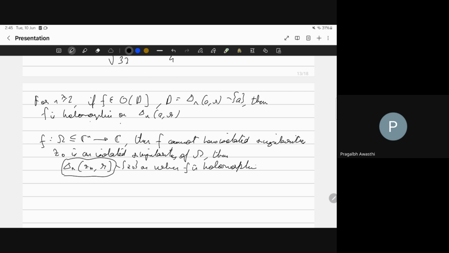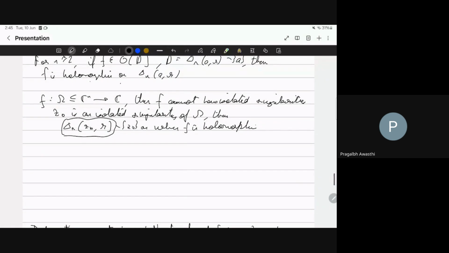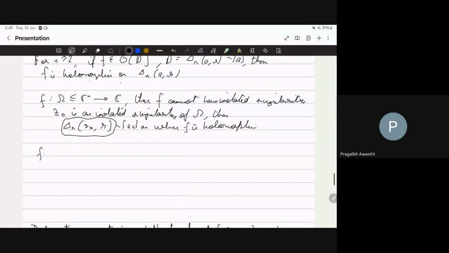So that means this cannot have any isolated singularities, and as a consequence, any function f from an open subset of Cn to C cannot have isolated zeros as well, because if it had isolated zeros, then 1 by f would have an isolated singularity, and we would be done. But this is exactly opposite of what happens in the one variable case, where a holomorphic function must have isolated zeros if they are non-zero, right? Otherwise they are the zero function. So in this sense we have completely opposite behavior as compared to the one variable case.